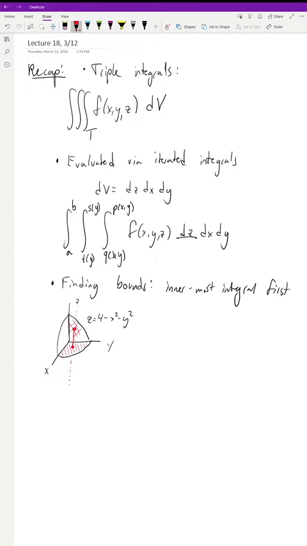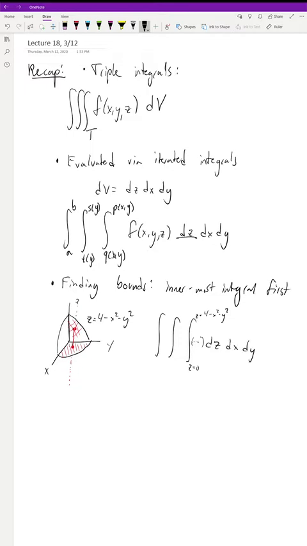When I go to do these integrals, I have to worry about the x and y integrals later, but at least for my dz integral, I go from z equals 0 up to z equals 4 minus x squared minus y squared. You can have some function in here if you want, or if you're just calculating volume, you just put a 1. Then how do you find your dx and dy integrals?